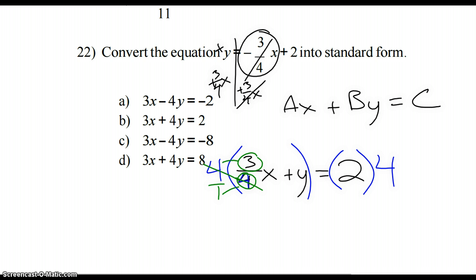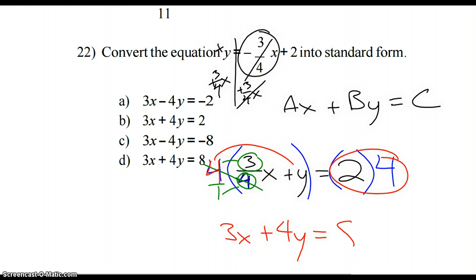Very simple way to get rid of fractions. So we'd be left with 3x. Now I do have to take this 4 times this y as well. So 4y equals, and of course I've got to take this times 4 as well to keep both sides equal. So 3x plus 4y equals 8. Looks like we're looking at D for the final answer on that one.